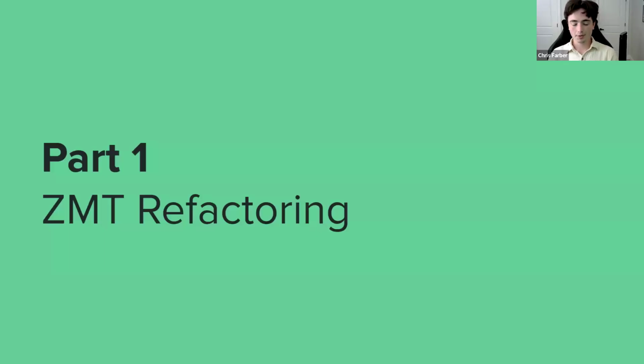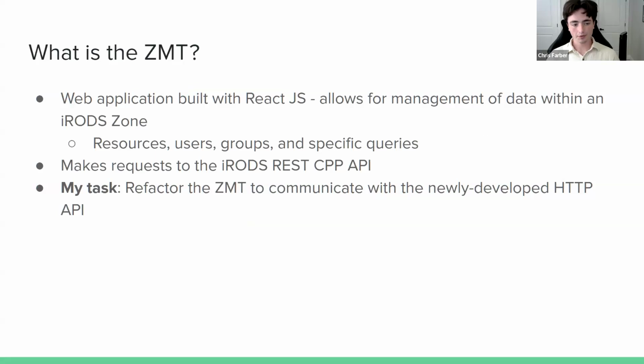And so getting into the first part, I worked on refactoring the iRODS Zone Management Tool, or ZMT. First of all, the ZMT is a web application that is built with ReactJS. It basically allows for the management of data within an iRODS zone, such as the resources, users, groups, and specific queries. At the moment, it makes requests to the iRODS REST C++ API. My task was to refactor the zone management tool to communicate with the newly developed HTTP API.